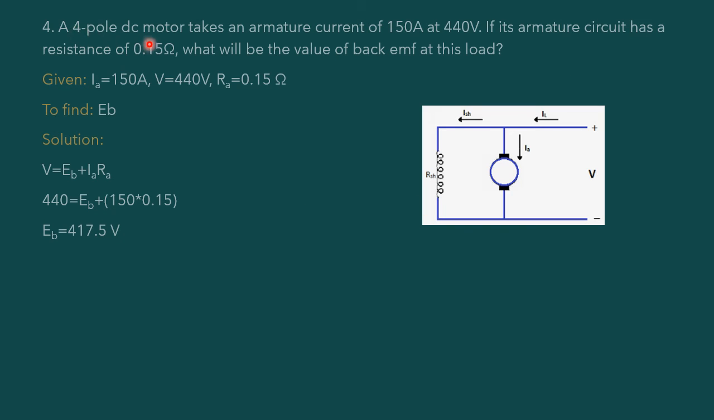Now it is given as a 4-pole DC motor. Number of poles 4. It is given as motor, takes an armature current of 150 amps. So IA is 150 amps. The voltage is 440 volt. V is 440 volt. Its armature circuit has a resistance of 0.15. So RA is 0.15 ohm. What will be the value of back EMF at this load? Here the question is to find back EMF.